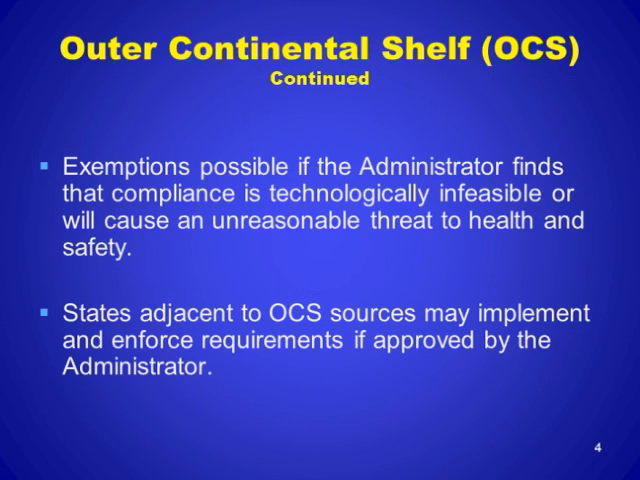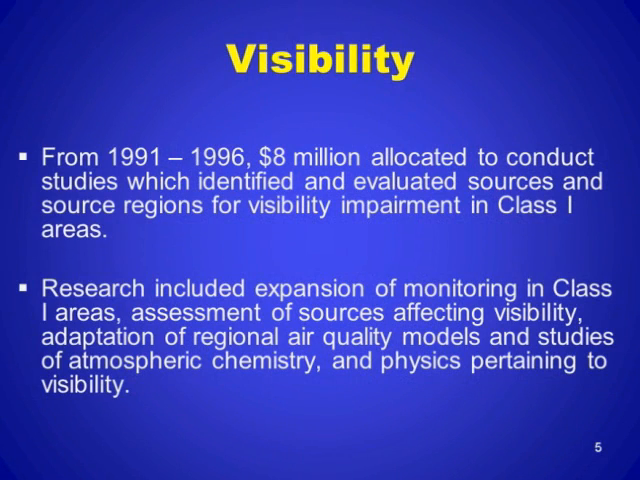There are exemptions possible if the administrator finds that compliance is technologically infeasible or will cause an unreasonable threat to health and safety. States adjacent to the Outer Continental Shelf sources may implement and enforce requirements if approved by the administrator. Now, sources that have recently had to be permitted on the Outer Continental Shelf have included ocean-based wind farms for energy production. Visibility provisions.